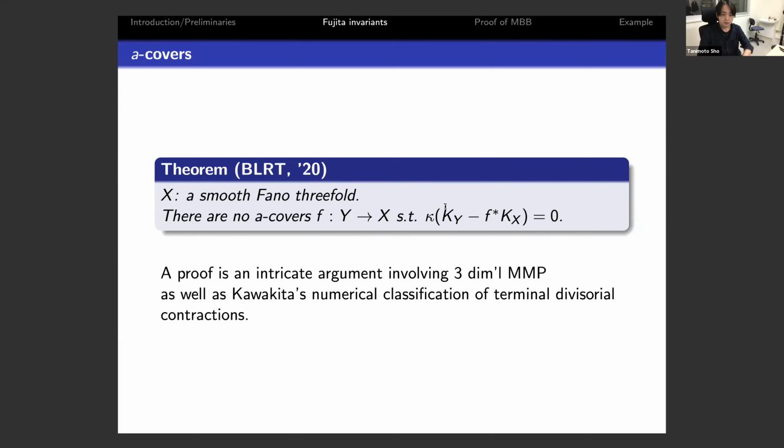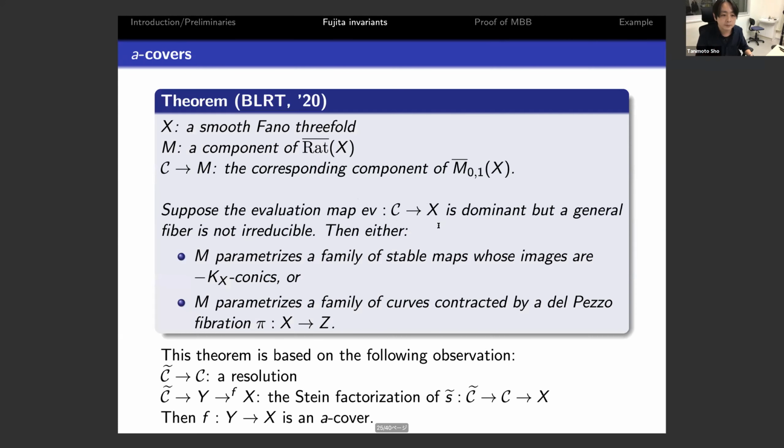All right. And why do we care about this? This has some application to geometric rational curves, spatial rational curves. So this is the application. Let X be a smooth Fano threefold and M be a component, and let C be the corresponding family, a component of M bar 0. So C is essentially the universal family. Suppose that the evaluation map is dominant, but the general fiber of this evaluation map is not irreducible.